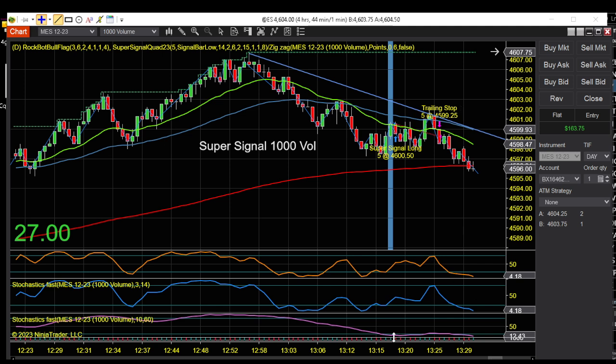We might just go flat like a fish here, and we continue to sell off. But what will happen, we'll still get the rotation. And now this is on the 1,000 volume chart. So this is for those out there with the script. If you have the 1,000 volume script, you're running the super signal on the 1,000 volume or the 300 tick. I'll show you both of those.